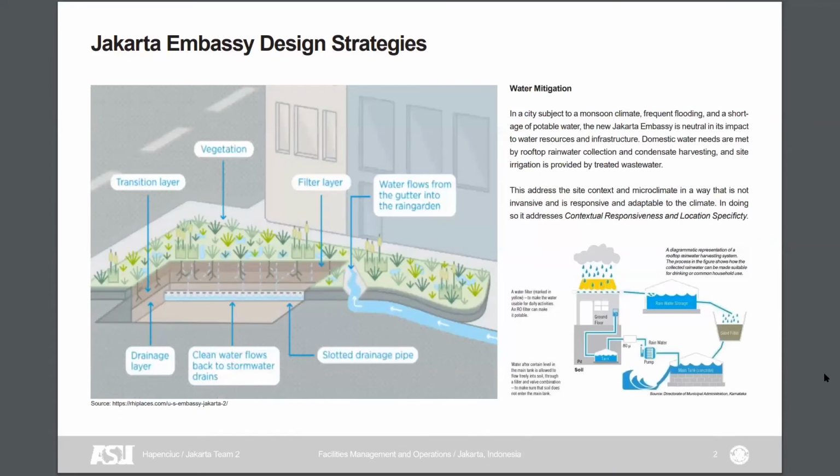So with that being said, the way that it uses resources on a more specific level was this idea of bioswales and natural water treatment, as well as rain collecting methods from the roof system. So really understanding and taking into account the climate that exists within Jakarta and designing to best, again, take advantage and mitigate any threats.